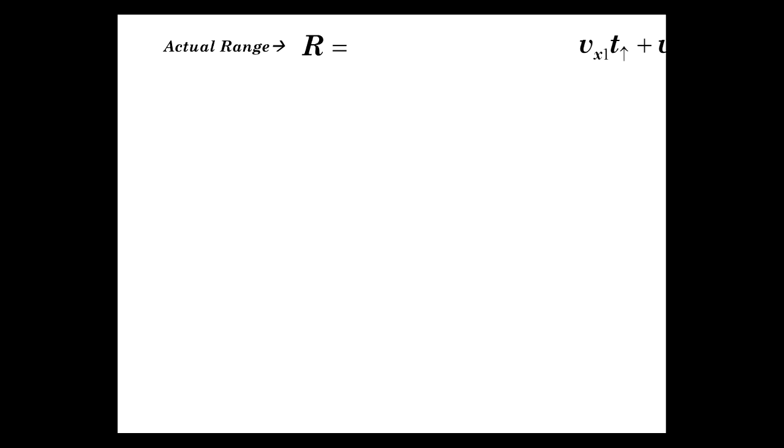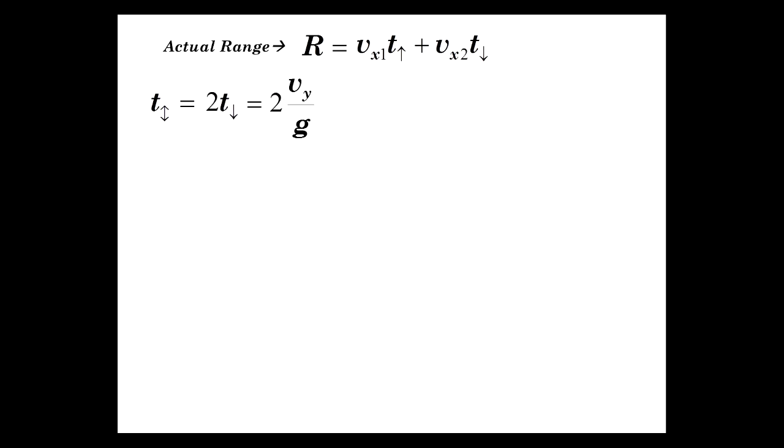So the actual range, R, is Vx1 times the time on the way up plus Vx2 times the time down. The time up and down is twice the time up. Acceleration times time is the change in velocity, so the vertical velocity divided by acceleration is the time. Hopefully that makes sense. Again, velocity is just acceleration times time. So that's 2 times the vertical velocity, which is V0 sine of 60, and then we divide that by g. So this gives us the total flight time.